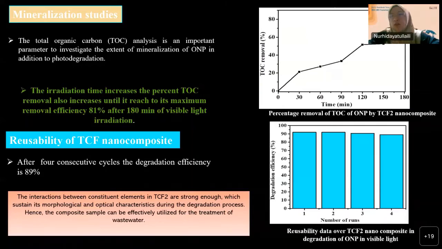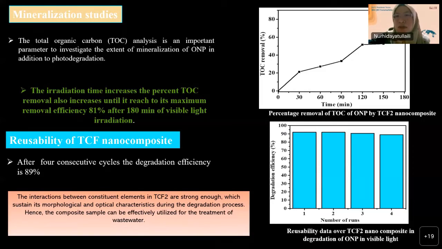Okay. So in order to know whether it is completely degraded or completely mineralized under this photocatalytic system, we have done the total organic compound analysis. It shows that almost 60% of the OMP or the nitrophenol has been degraded from harmful to non-toxic or less harmful substances.